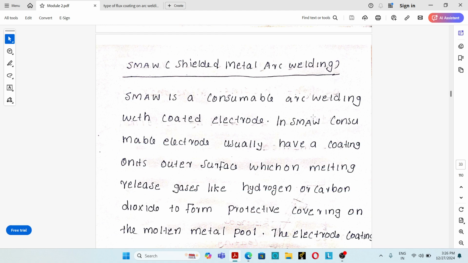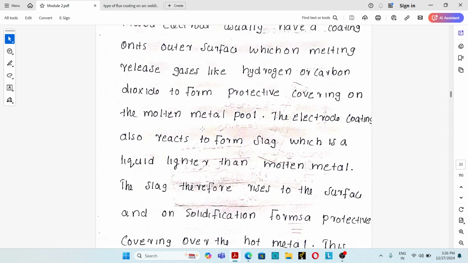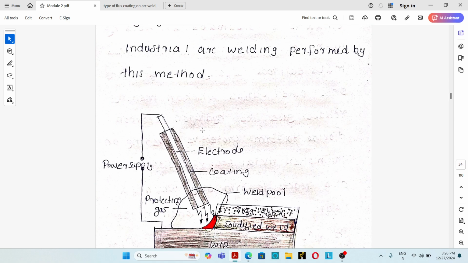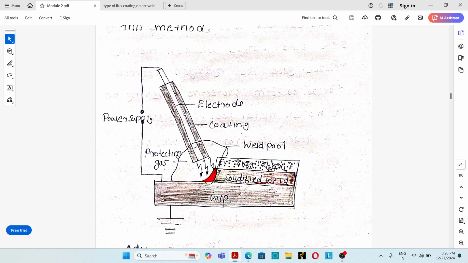Next we are going to discuss the different classifications of arc welding process. The first one is the shielded metal arc welding process, the SMAW process. You have to understand and study all the short forms of welding processes. Shielded metal arc welding process, short form SMAW process. This is the figure of the shielded metal arc welding process.